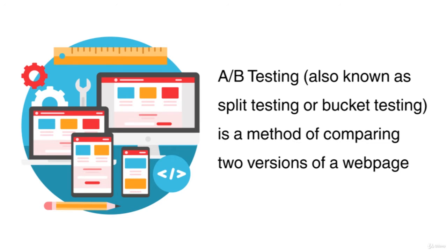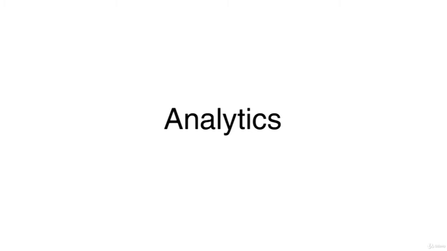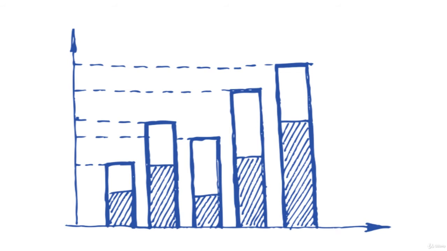A/B testing, also known as split testing or bucket testing, is a method of comparing two versions of a web page or app against each other to determine which one performs better. Analytics is the discovery, interpretation, and communication of meaningful patterns in data and applying those patterns towards effective decision making.